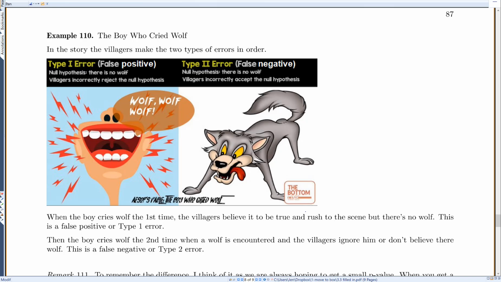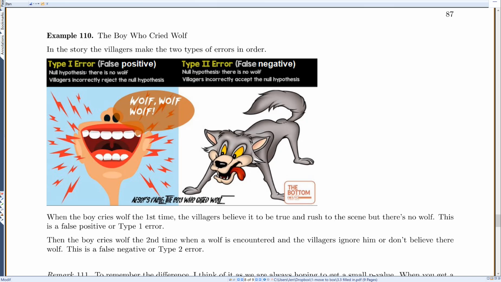Okay. So first in this story, he cried, there is a wolf, there's a wolf. So they thought that there was a wolf. This would be like a small p-value. They're rejecting the null. They think there is a wolf. Okay, so they reject the null falsely. But then the wolf actually did come and he cried wolf, wolf, but no one believed him. So people said, no, the null is true. They had a big p-value and they thought that the null was true, but it actually wasn't.